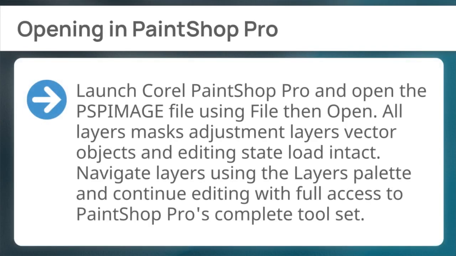Launch Corel PaintShop Pro and open the PSPIMAGE file using File, then Open. All layers, masks, adjustment layers, vector objects, and editing state load intact. Navigate layers using the Layers palette and continue editing with full access to PaintShop Pro's complete toolset.